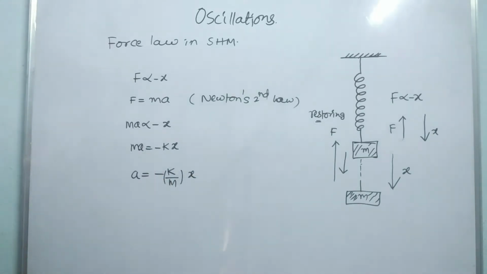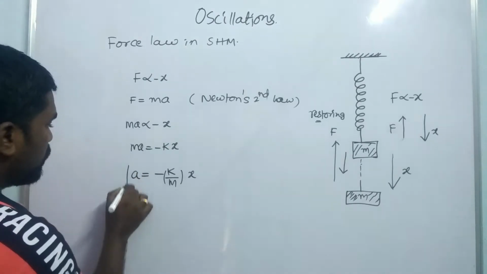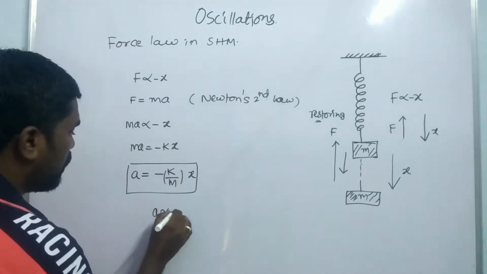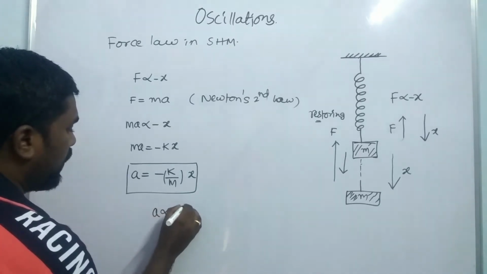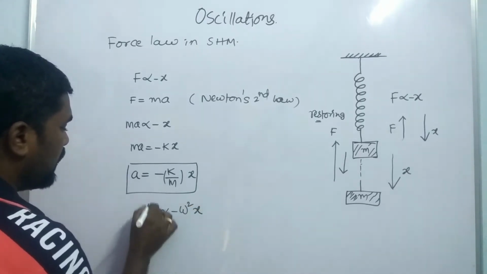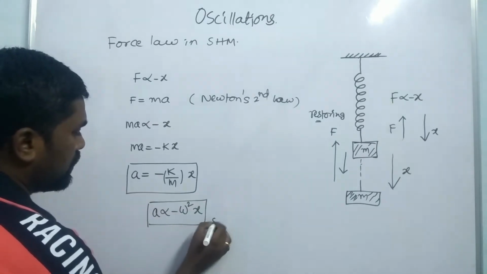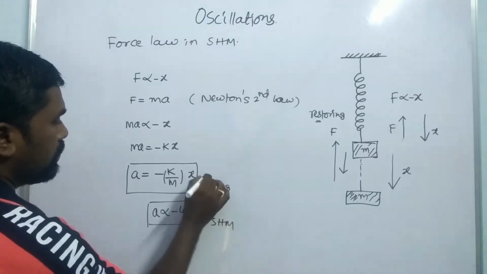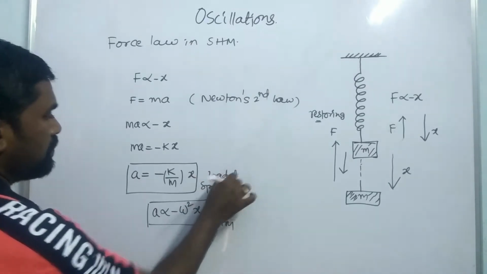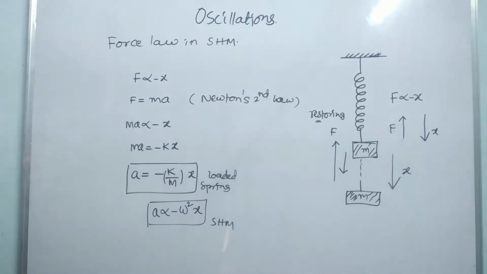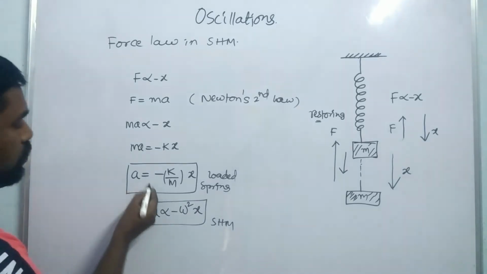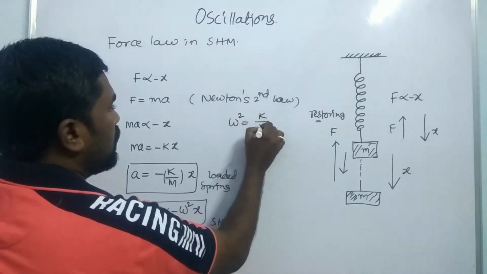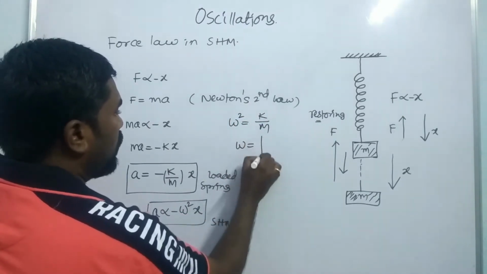The k by m value is related to the basic equation of simple harmonic motion, a is directly proportional to minus omega square x. This is the equation of SHM. This is the equation for the loaded spring. So then we compare these two equations. Omega square is equal to k by m, and omega is equal to under root of k by m.